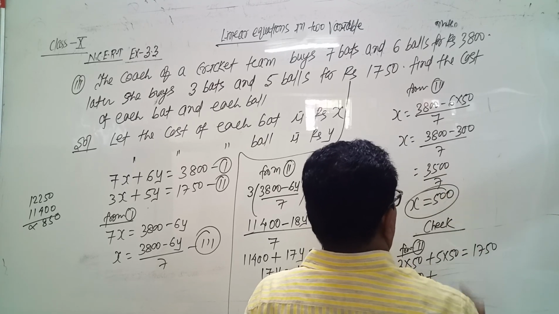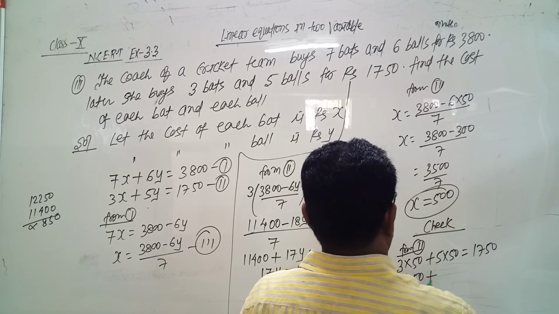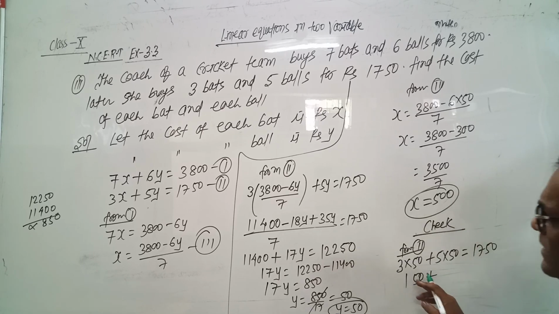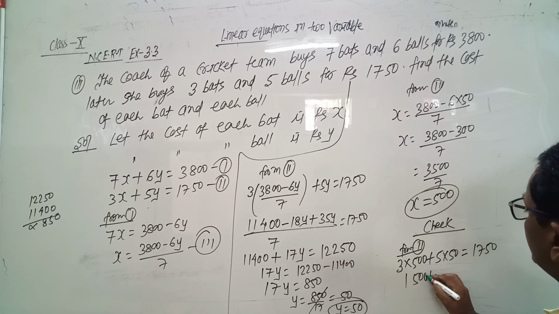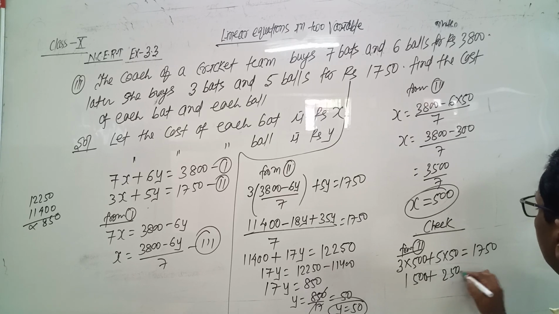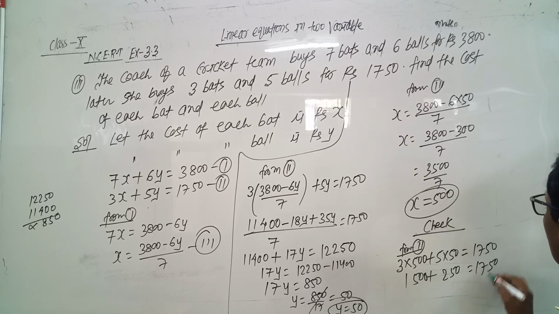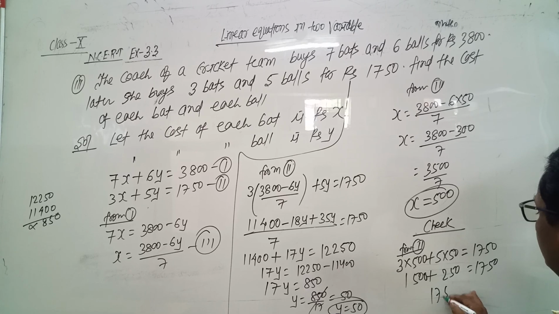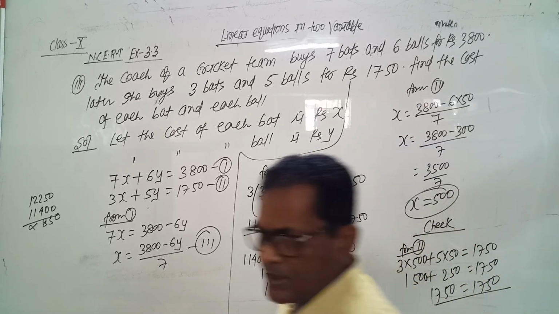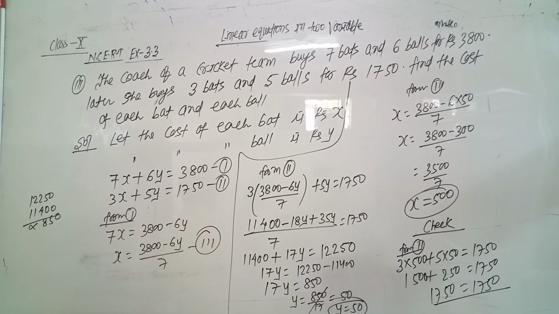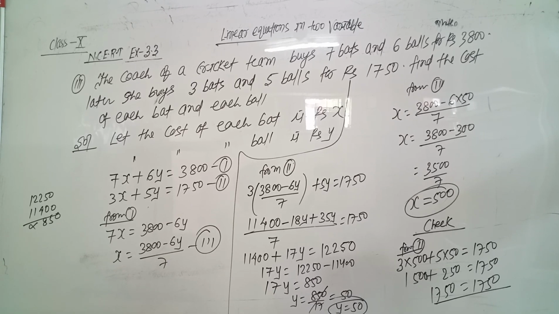X equals to 500. So 3x means 3 into 500 which is 1500, plus this is 250, equals 1750. So we get 1750 equals 1750. Since LHS is equal to RHS, it means our solution is correct. So this is the way to check whether the solution is right or not.